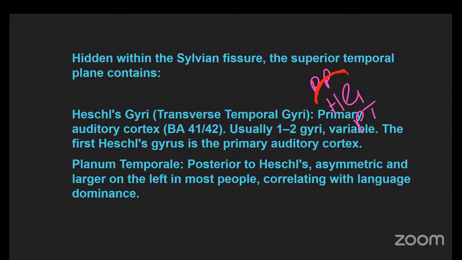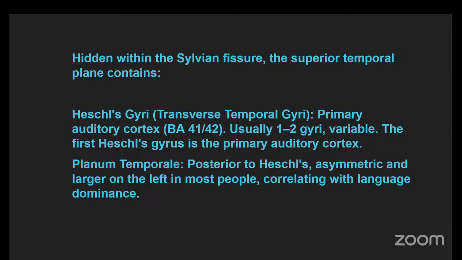Clear this? So Heschl's gyri are usually one to two. They are variable. The first Heschl's gyrus is usually the primary auditory cortex. Planum temporale is posterior to the Heschl's gyrus. Planum polare is anterior to the Heschl's gyrus. Even though they sound similar, their function is different. Their location is also different. Planum polare is something you will find very anterior to the Heschl's, around the temporal tip.